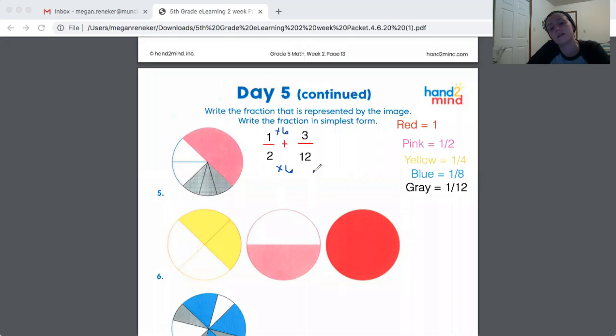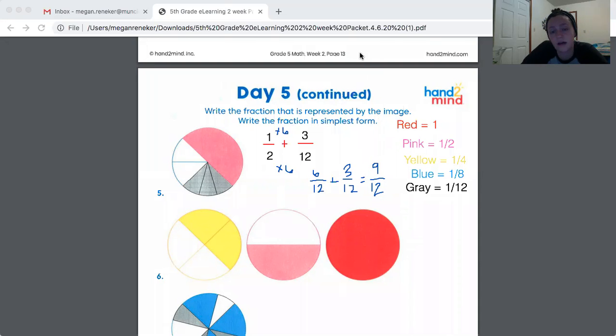1 times 6 gives me 6. 2 times 6 gives me 12. So I'm going to take 6/12 plus 3/12. When I add fractions, the denominator stays the same. So it's going to be over 12ths. But 6 plus 3 is 9. Right? It tells me, though, that I need to write the fraction in simplest form.